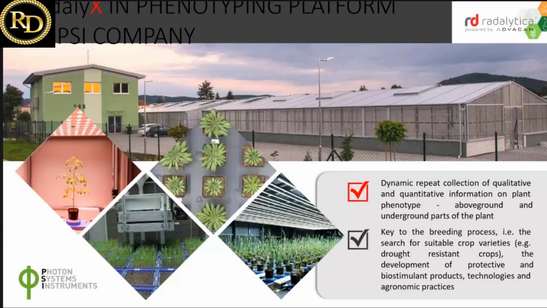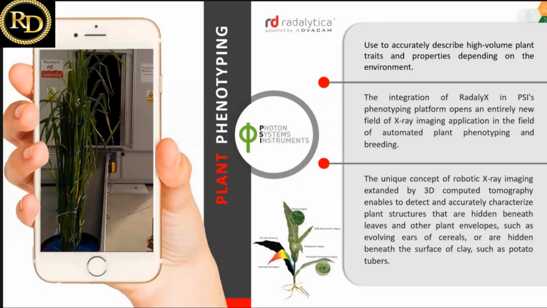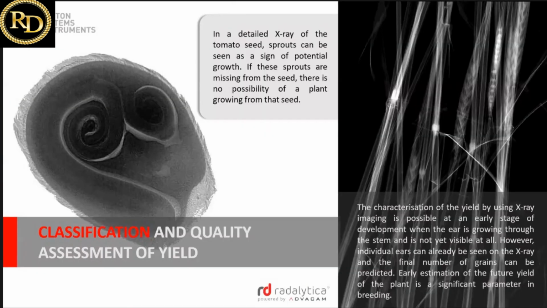Next, plant phenotyping. This is advanced. Mostly we can do it in research laboratories, and that can again be replicated in the main fields. Next, classification and quality assessment in the field. Yes, you can see it.